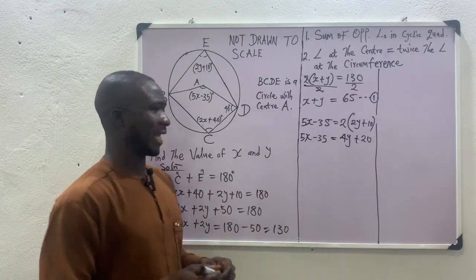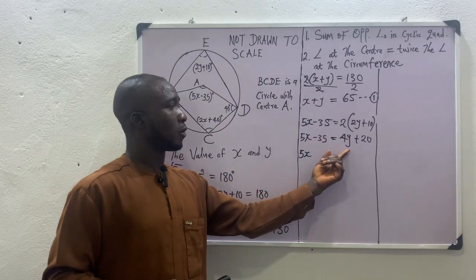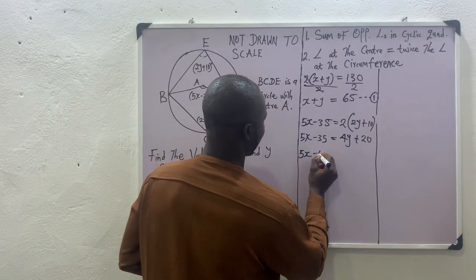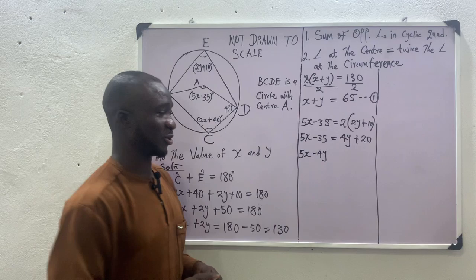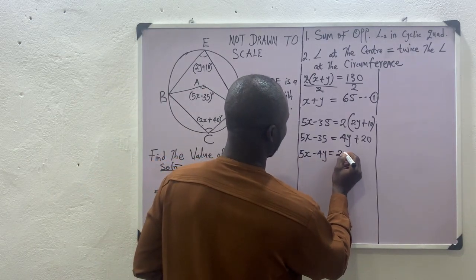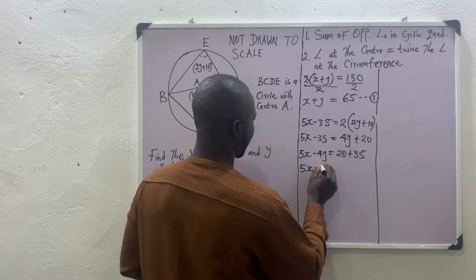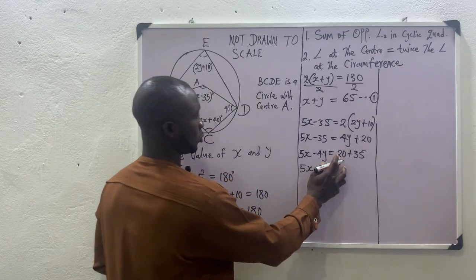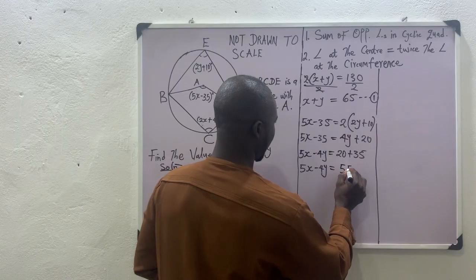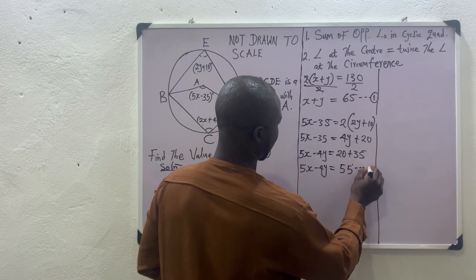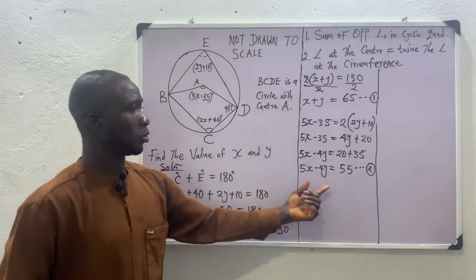And if we then collect like terms, we have that 5x, if we subtract 4y from both sides of the equation, we then have minus 4y here. And if we also add 35 to both sides of the equation, this will give us exactly 20 plus 35. And so we have that 5x minus 4y is 20 plus 35, and that is exactly 55 degrees. So let's call this our equation 2. By making use of the second relationship, we obtain equation 2.